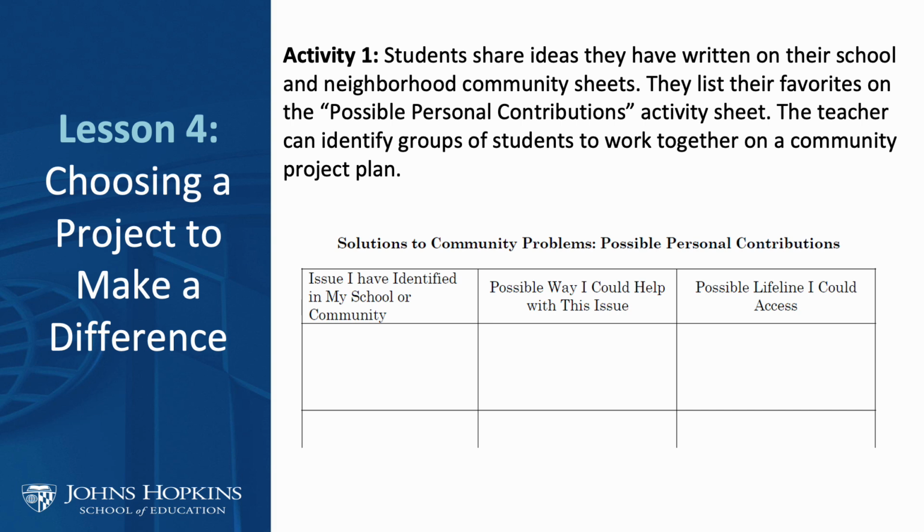To reach this objective, students will engage in 3 main activities. In the first activity of Lesson 4, students will share the ideas they have previously written on their school or neighborhood community needs charts. They will then individually list their favorite ideas using the Possible Personal Contributions activity sheet. After students have had time to consider which idea is their top choice, you can facilitate each student sharing their choice and recording these ideas on a chart.